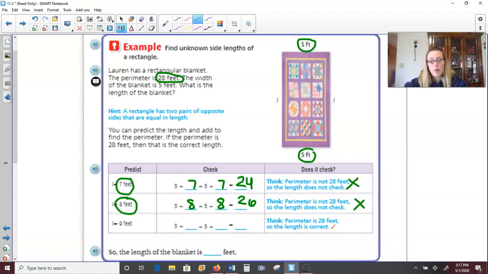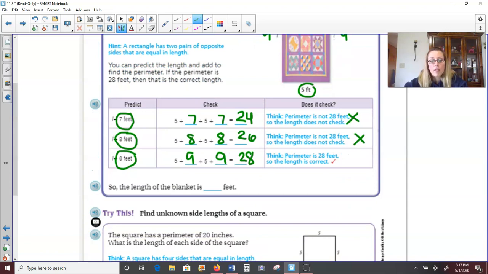And let's go with 9 feet as the length. Therefore, 5 plus 9 plus 5 plus 9. And again, 5 plus 5 is 10. 9 plus 9 is 18. 18 and 10 more equal 28, which is correct. So that tells us the length of Lauren's blanket would have to be 9 feet on each side.